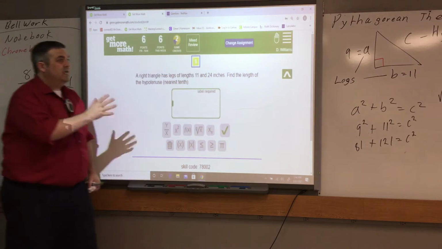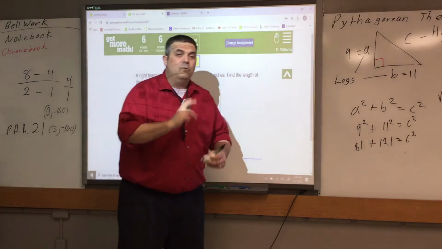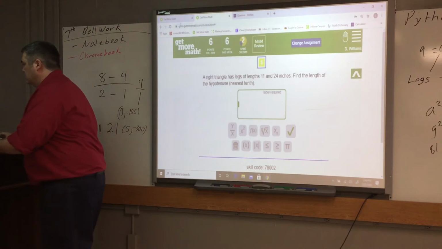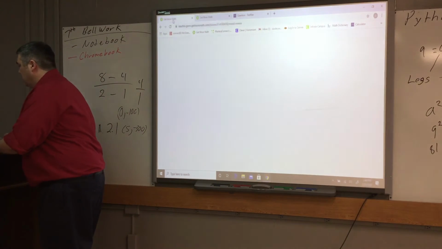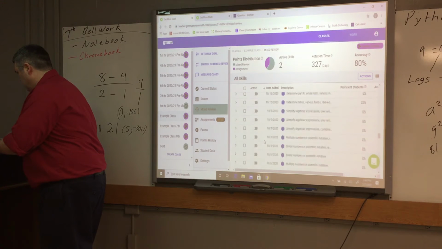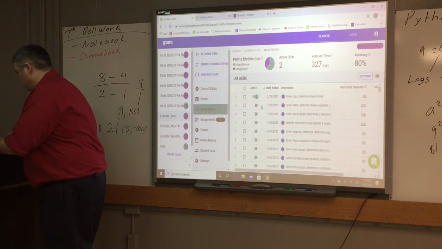All right, so that's when all they give you is the legs. Now what happens whenever they start to give you the hypotenuse? Let's change this over so that we can see that, and then we will go from there. Give a leg and hypotenuse. Give me just a second.